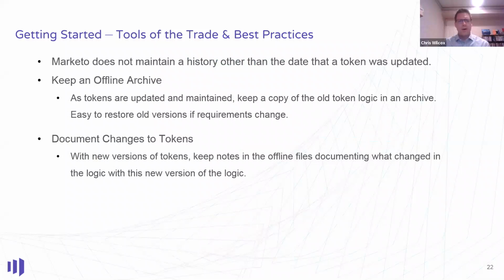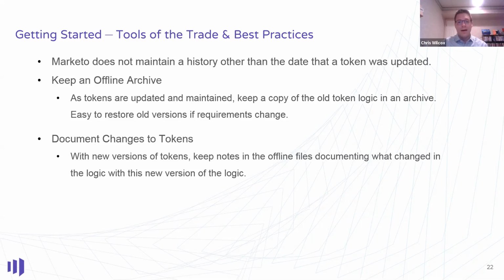So like I said before, Marketo doesn't maintain a history. So definitely something to be aware of. Keep an offline archive. Every time I update a token, I create a copy of the current token, drop it in a little archive folder, and then modify the version. It doesn't take long, takes 5 extra seconds. But again, it's just that stopgap of we have a history somewhere.